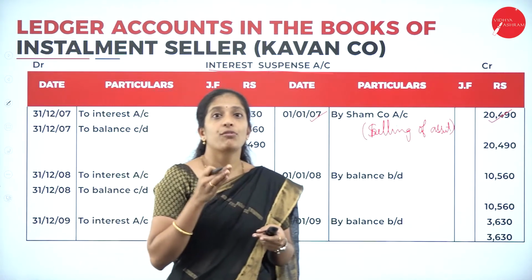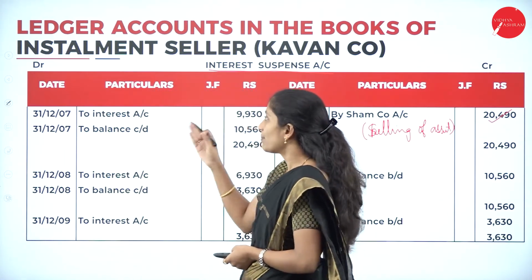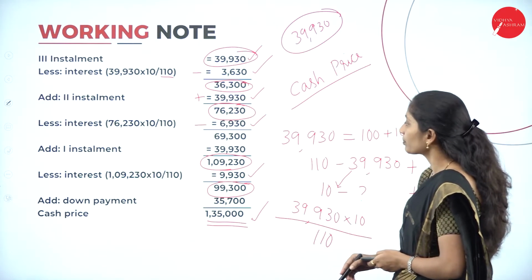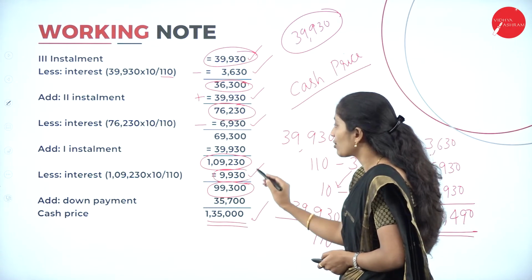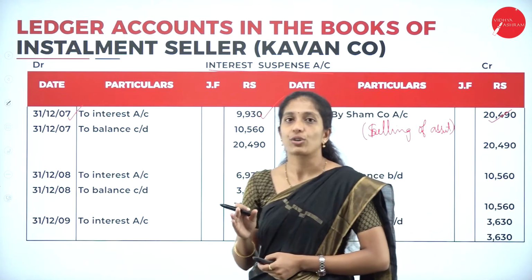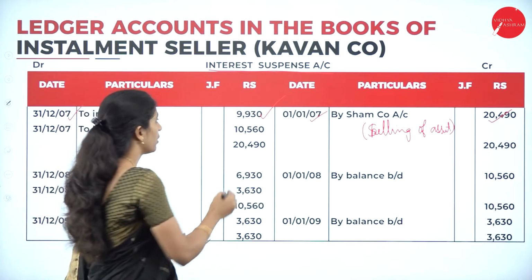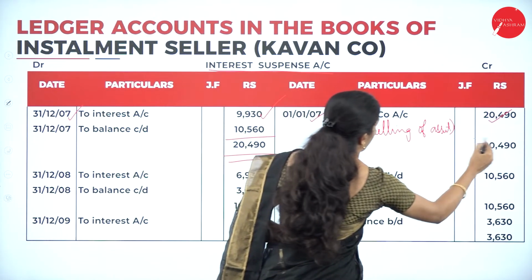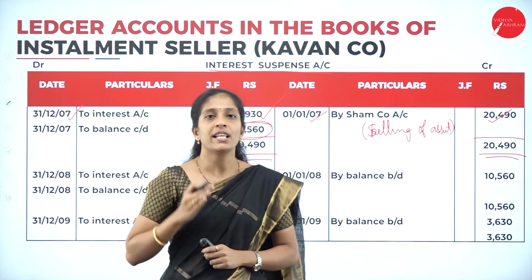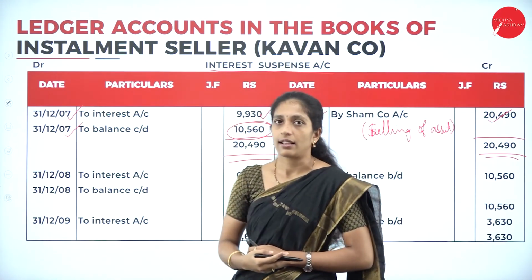Next, in the first year, for interest due, what is the entry? Interest suspense account debit, to interest account. So in the debit side, you will write 31/12/07 to interest account. So what is first year interest? First year interest is 9,930. So record that amount. So we are done with this. Now balance both the sides and the balancing figure has to be carried down. When you balance, you'll get 20,490 on both sides and a balancing figure of 10,560, and that amount has to be carried down for the next year. That is 31/12/07 to balance carried down 10,560.